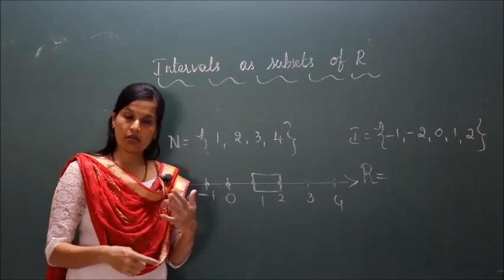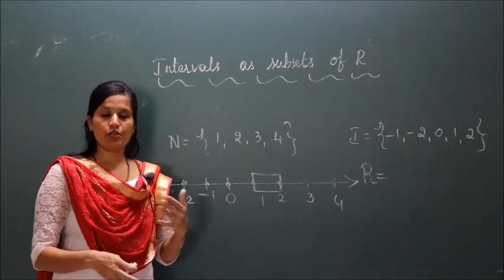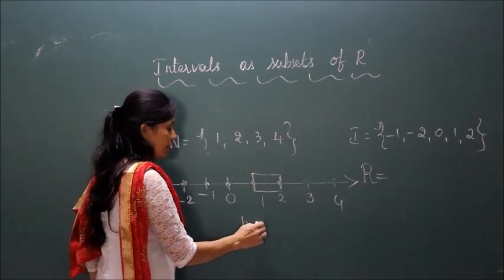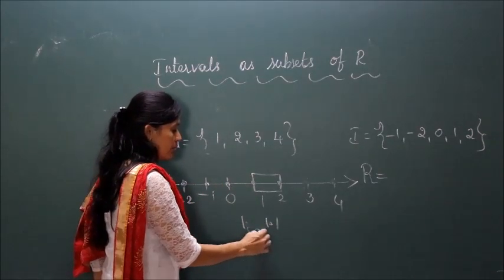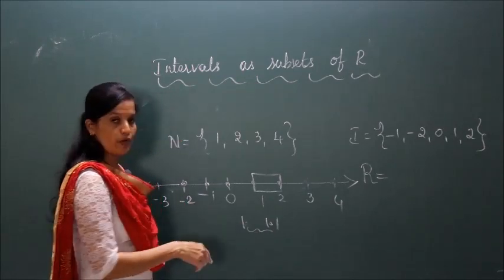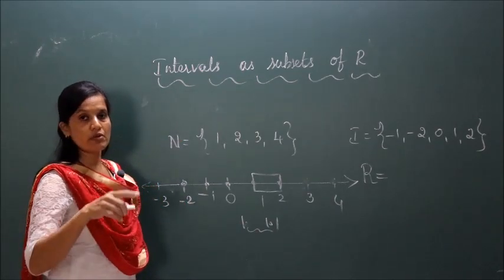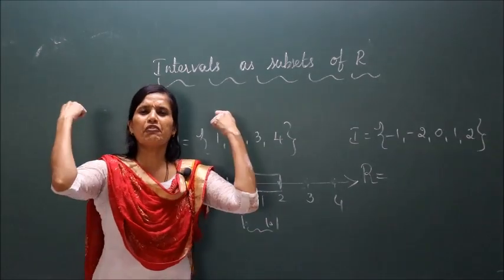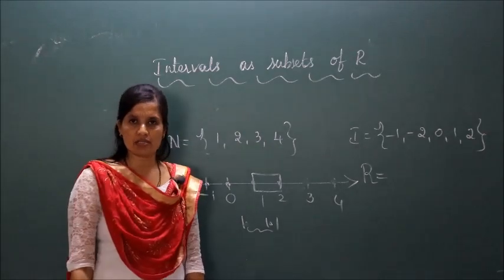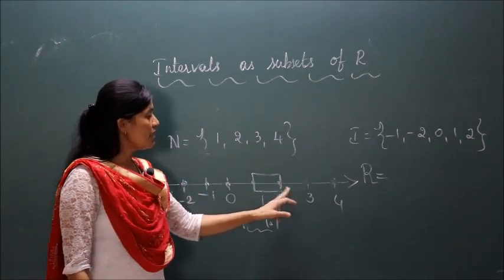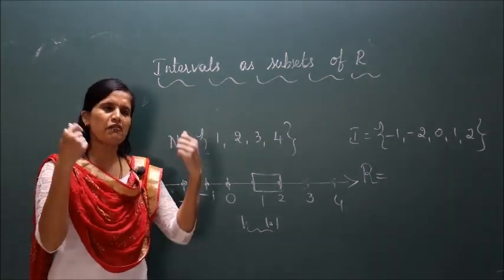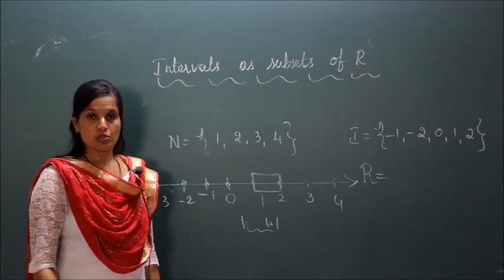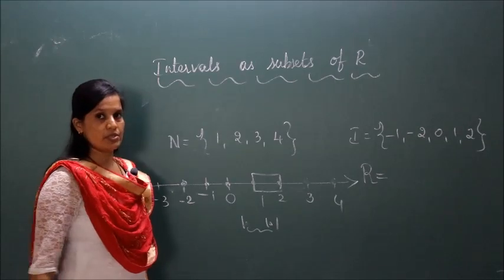We have 1.1, 1.2, 1.3, 1.4, 1.5, then up to 2. And in between 1 and 1.1, how many numbers will you get? You will get 1.0001, 1.001, so many numbers. So in between this 1 and 2, you will find infinitely many numbers. The same way in between 2 and 3, infinitely many numbers are there in between those two. So those are all real numbers.